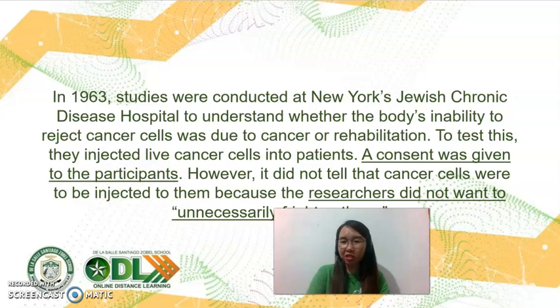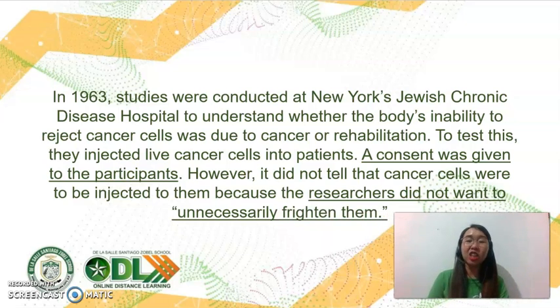Next one. In 1963, studies were conducted at New York's Jewish Chronic Disease Hospital to understand whether the body's inability to reject cancer cells was due to cancer or rehabilitation. To test this, they injected live cancer cells into patients. However, consent was given by the participants, but it did not tell them that cancer cells were to be injected, because the researchers, okay, this one is a noble excuse, I guess, did not want to unnecessarily frighten them. So the question is, is this ethical or not?